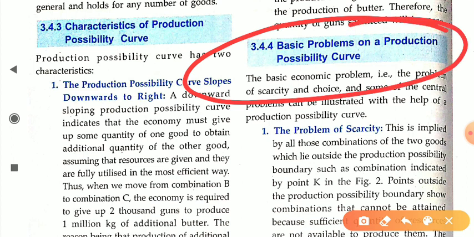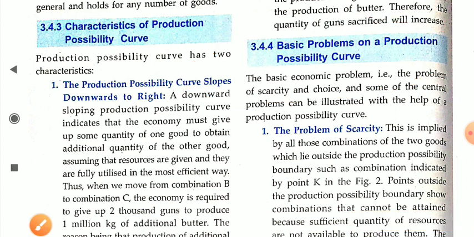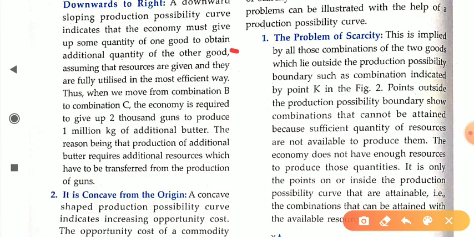We have different basic problems in our economy, so all these problems will be illustrated with the help of the production possibility curve. The economic problems we have are the problem of scarcity and choice, and the central problems like what to produce, how to produce, and for whom to produce. Let's start with our first point, which is the problem of scarcity.